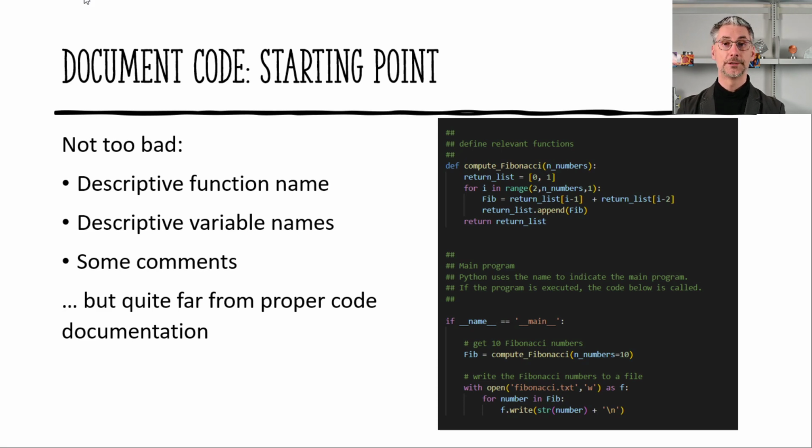And now we actually need to start documenting our code. So we have, for example, the starting point. This isn't too bad. We have descriptive function names and we have descriptive variable names, and we also have some comments, but this is quite far from proper code documentation.